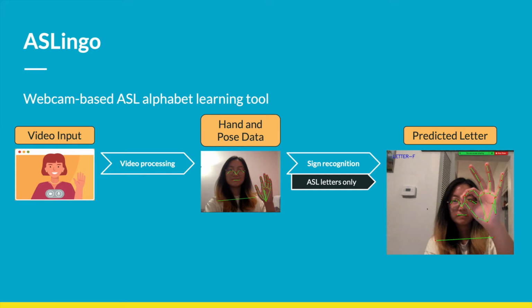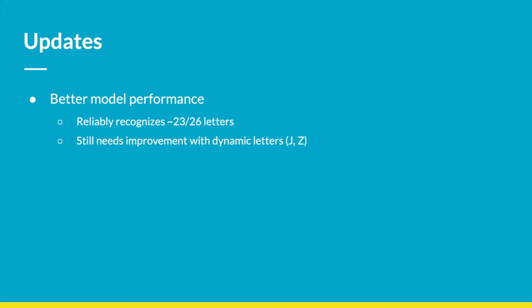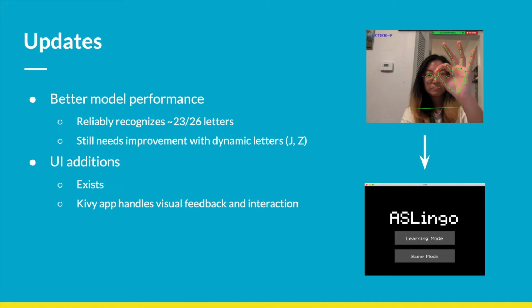Here are the key updates since then. First, the recognition model has significantly improved. I've added more data and retrained the model, and now I can recognize most letters pretty reliably. I've also made major UI updates. Mainly, there is one now. The whole system runs on a single Kiwi app that handles everything from the webcam input to visual feedback and button interaction.